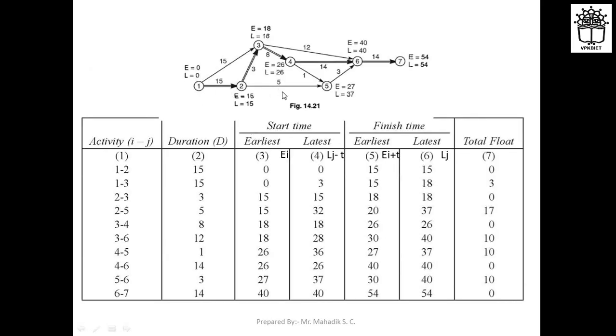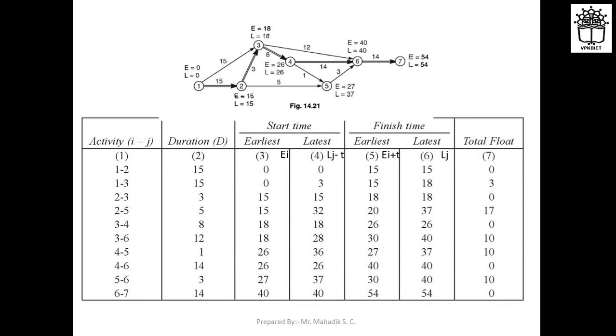Otherwise, with the help of this you can see the duration for 1 2 5 6 7. How much will be the duration? Can anyone tell me? For 1 2 5 6 7, the project can be completed with this flow also. So how much duration will it take? Can anyone tell me? Fifteen plus 5, that is 20. 20 plus 3, 23. 23 plus 14, that is 37, right?